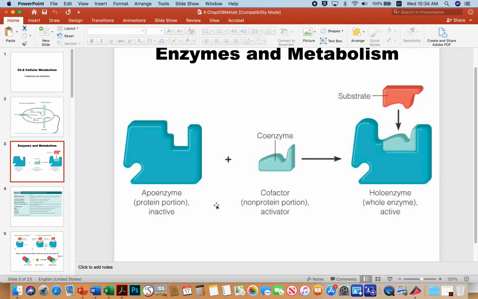The basis of all this is enzymes, essentially. And so here we see a representation of an apoenzyme. Apo just means that it's non-functional at this point. So it's the protein portion, the inactive protein portion. And so here the enzyme requires a cofactor or coenzyme. Cofactors are typically a non-protein portion. And so when these come together, the coenzyme typically will fit into the active site of the enzyme, which then allows it to process substrate. And this becomes a holoenzyme, or a whole active enzyme.